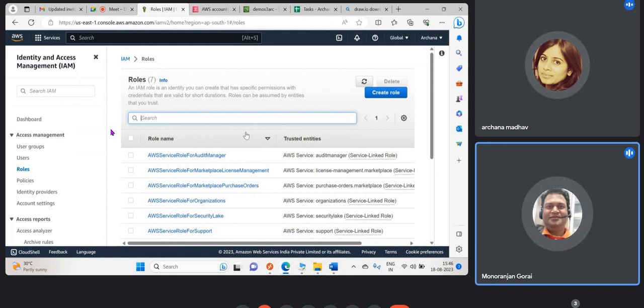So whatever, as part of one role, you got only read access. As part of another role, you got read and write both access. So when you combine them together, you have read and write both.